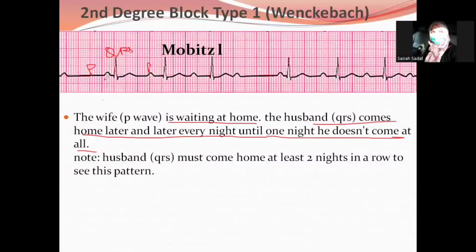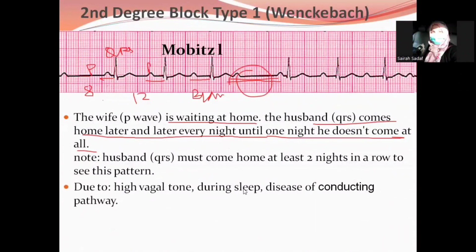See this. The PR interval was normal here. Then it increases, further increases, and then it increased too much, the time duration. Like say here the husband was coming home at 8, here he was coming home at 12, here he started coming home at 4 a.m. in the morning, and here he just disappeared suddenly, so there is no QRS complex.